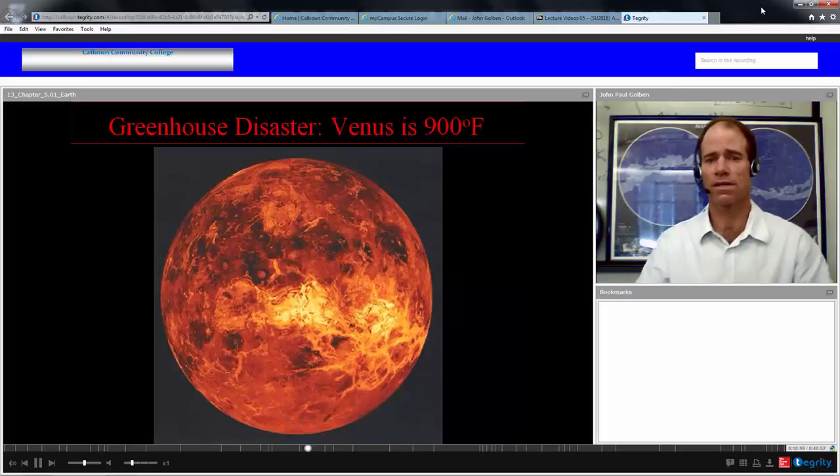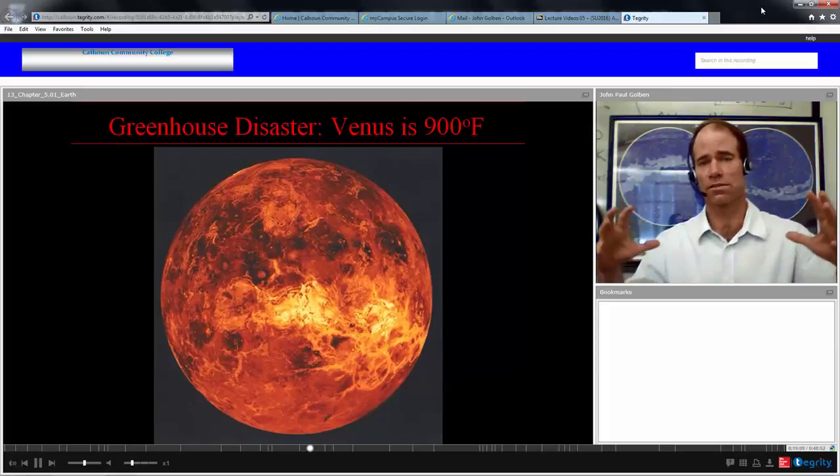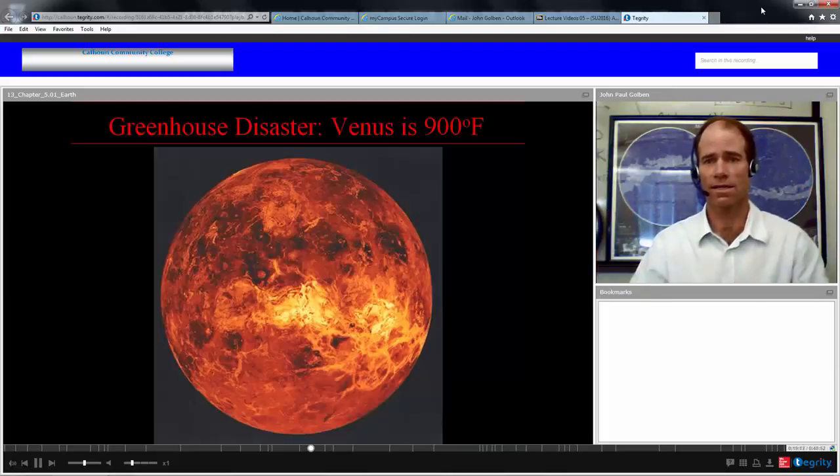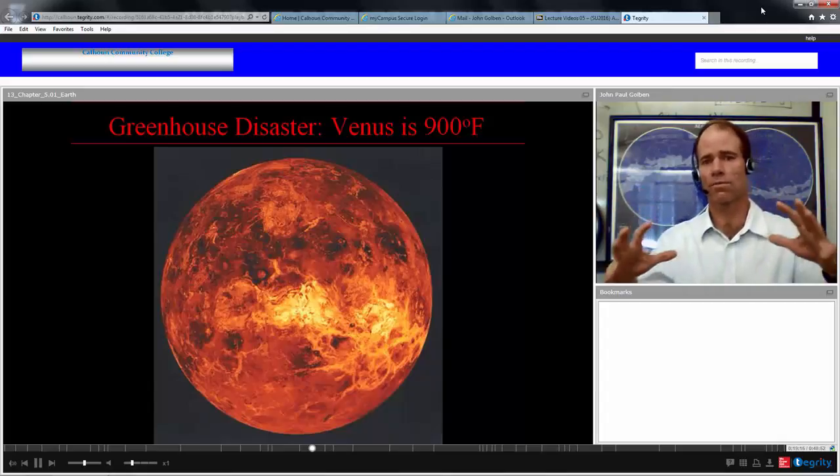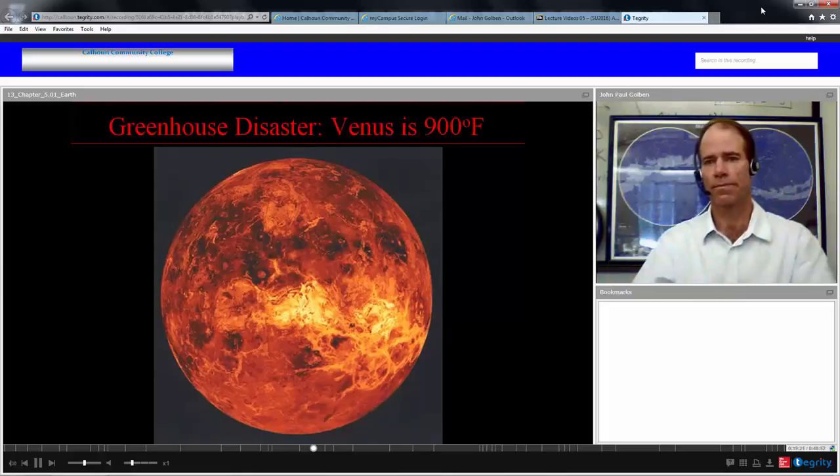And that's because it does have a predominantly carbon dioxide atmosphere, 95% carbon dioxide, but it's 90 atmospheres of pressure of that gas. So any radiation coming in is totally being trapped by this atmosphere, and hence it's heating up the planet. And even though it's much further away from the Sun than Mercury, Venus is the hottest planet in the solar system at 900 degrees Fahrenheit. So it basically is a greenhouse disaster.